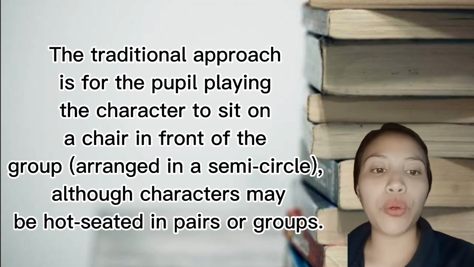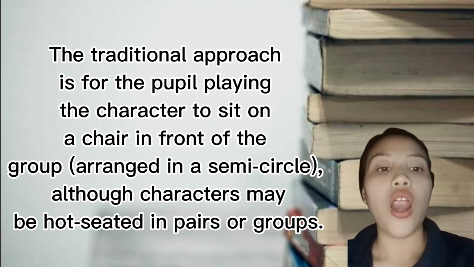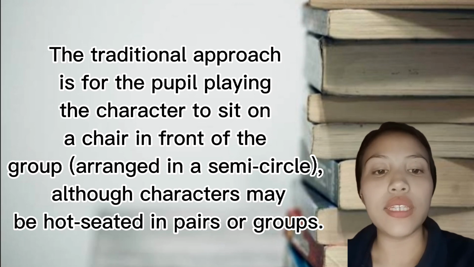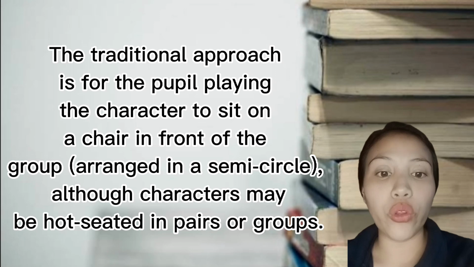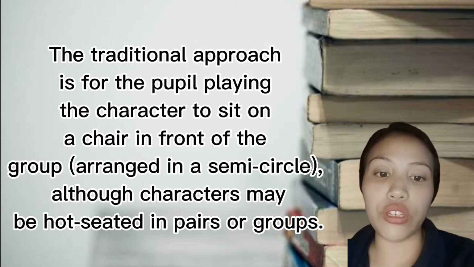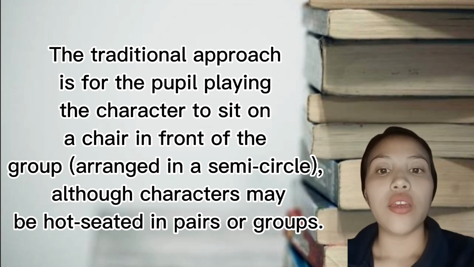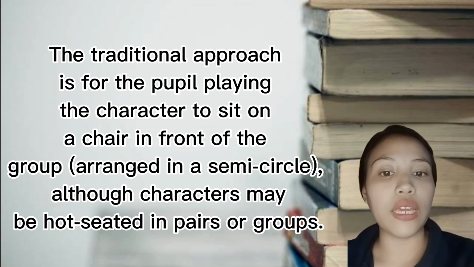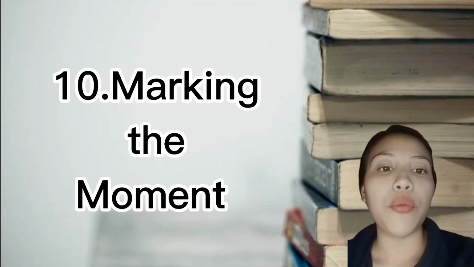The traditional approach is for the pupil playing the character to sit on a chair in front of the group, arranged in a semicircle. Although characters may be hot seated in pairs or groups, it is helpful if the teacher takes on the role of facilitator to guide the questioning and constructively direct. To help students begin, you can try hot seating children in pairs, for example, a pair of street urchins, or a group like environmental protesters or refugees.